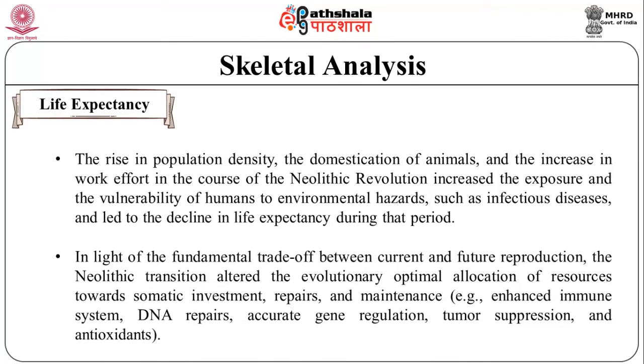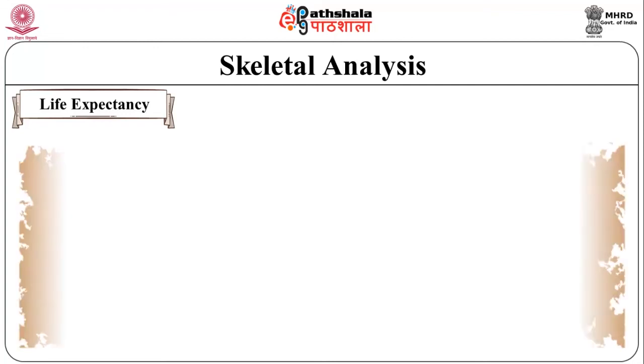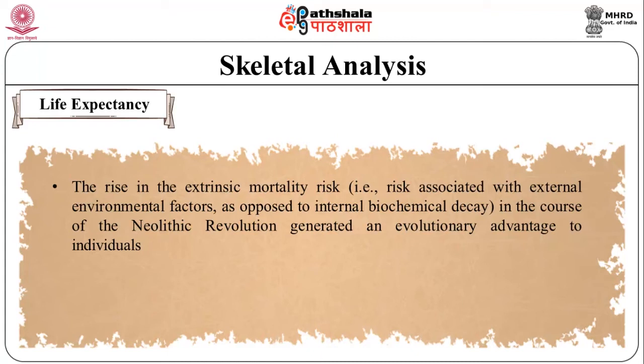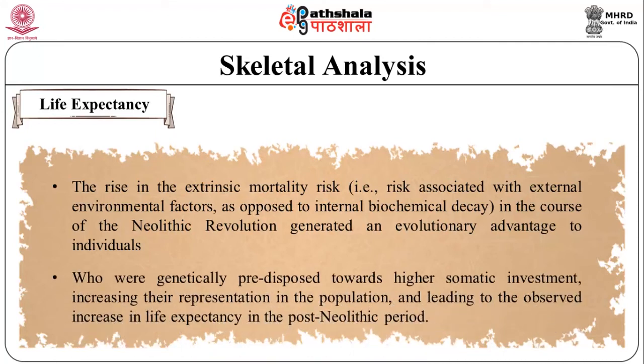However, in the light of the fundamental trade-off between current and future reproduction, the Neolithic transition altered the evolutionary optimal allocation of resources toward somatic investment, repair and maintenance, for example, enhanced immune system, DNA repair, accurate gene regulation, tumor suppression and antioxidants. The rise in the extrinsic mortality risk, that is the risk associated with external environmental factors as opposed to internal biochemical decay, in the course of the Neolithic revolution generated an evolutionary advantage to individuals who were genetically predisposed towards higher somatic investment, increasing their representation in the population and leading to the observed increase in life expectancy in the post-Neolithic period.